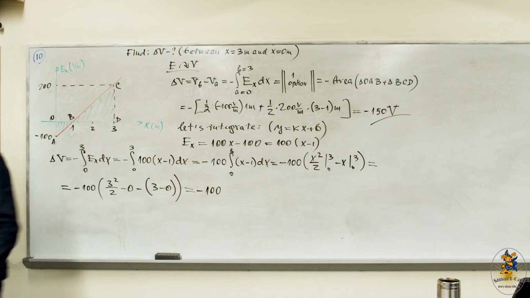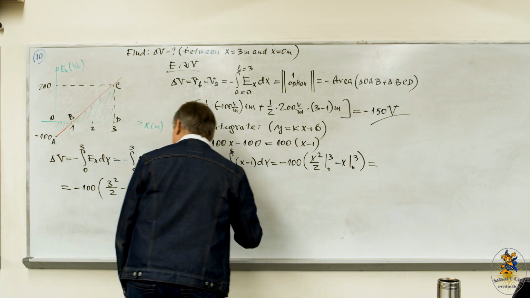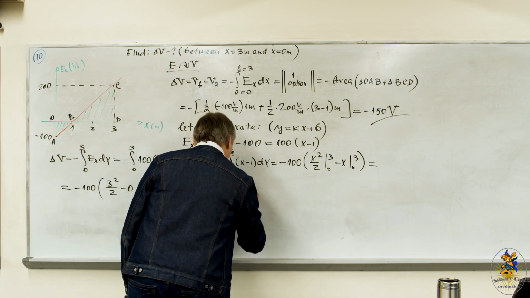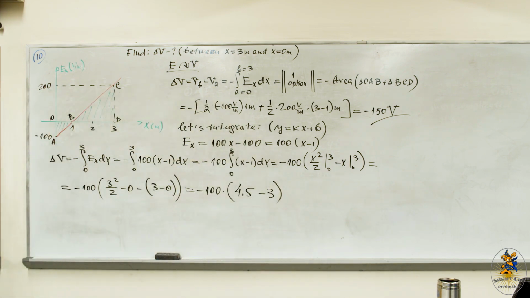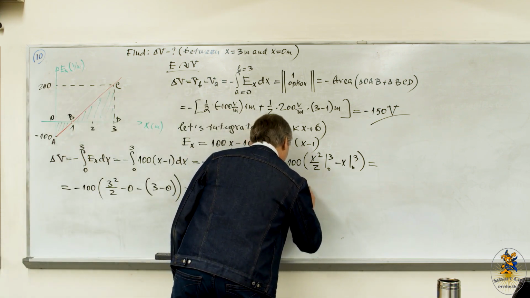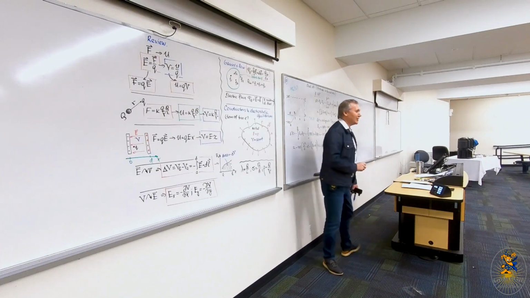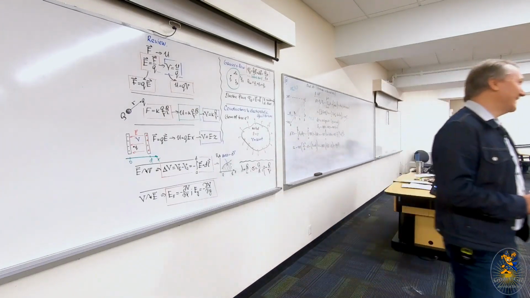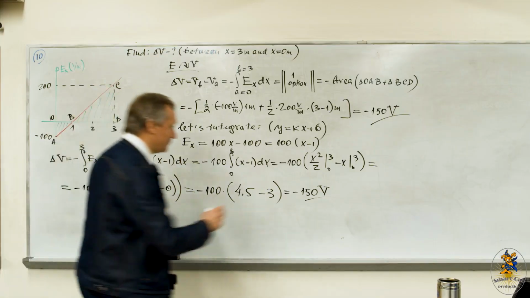So it will be negative 100 times 4.5 minus 3. The same negative 150, right? You see.